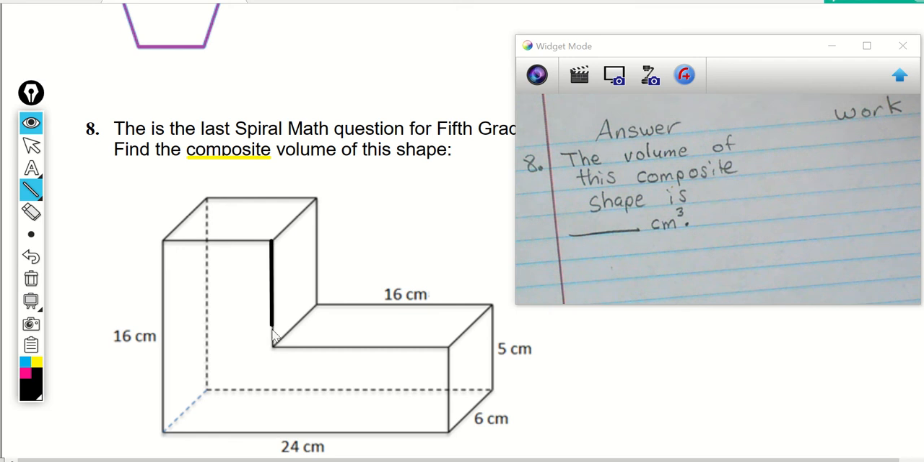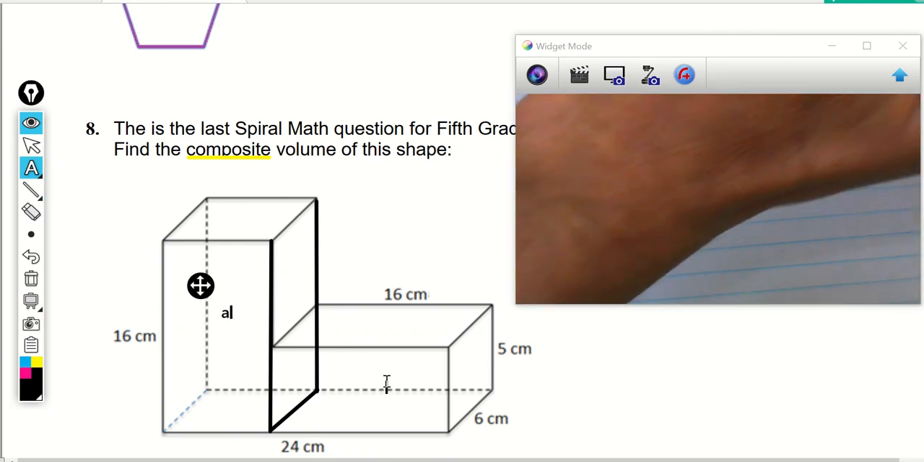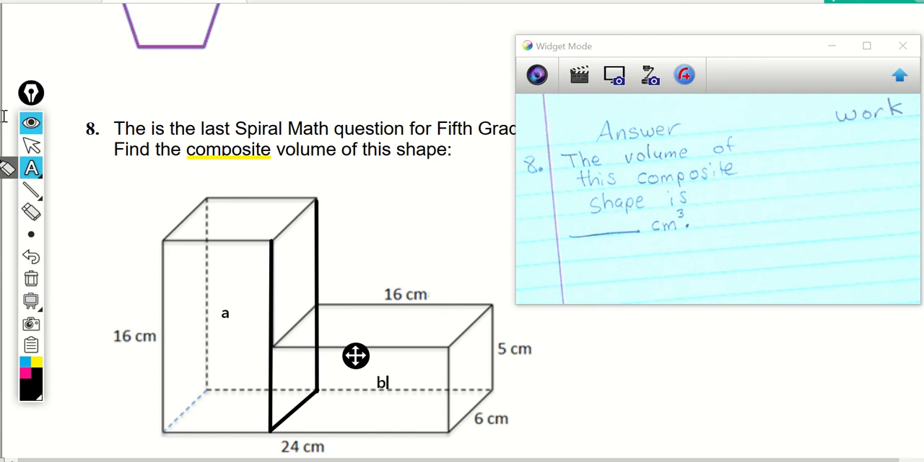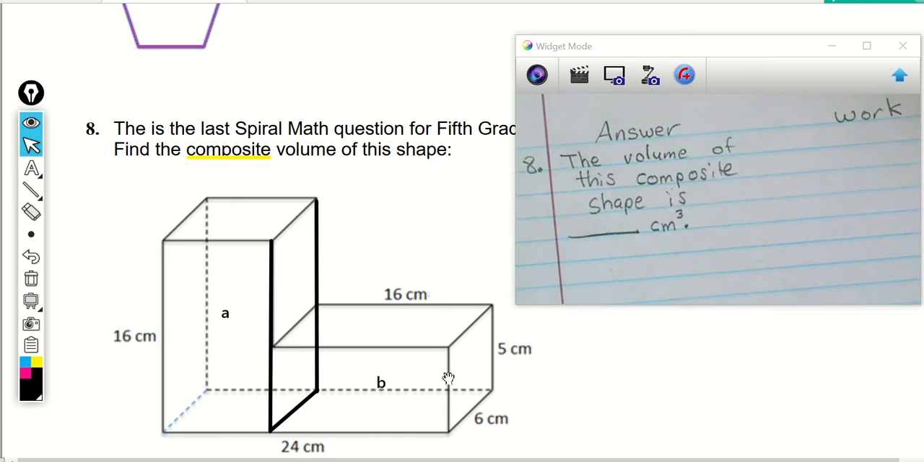Here's what I did. I saw that I could make this composite shape into 2 different shapes. If I went back to here, I could draw and see that I actually have a box right here in this area. That's a shape, and then another box right here. That's a shape. I'm going to call this box A, and we'll call this box cleverly B. So we have A and B shapes, two different boxes.